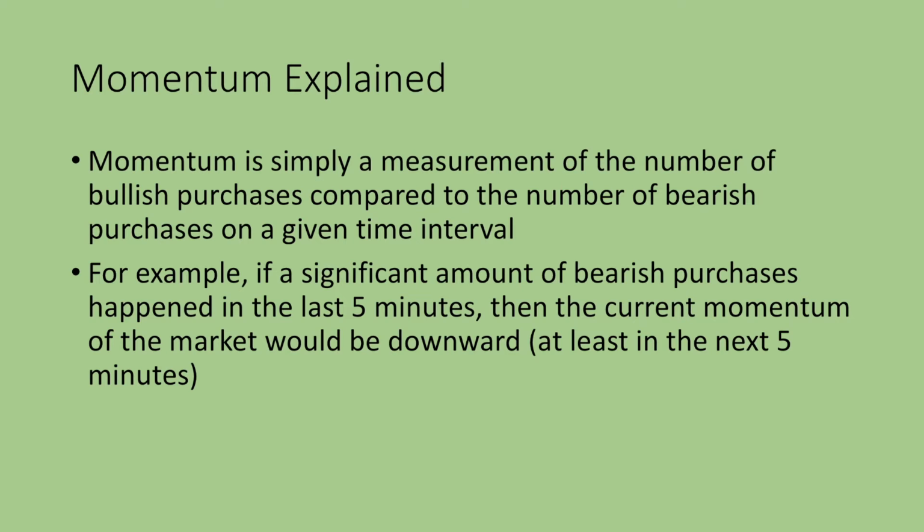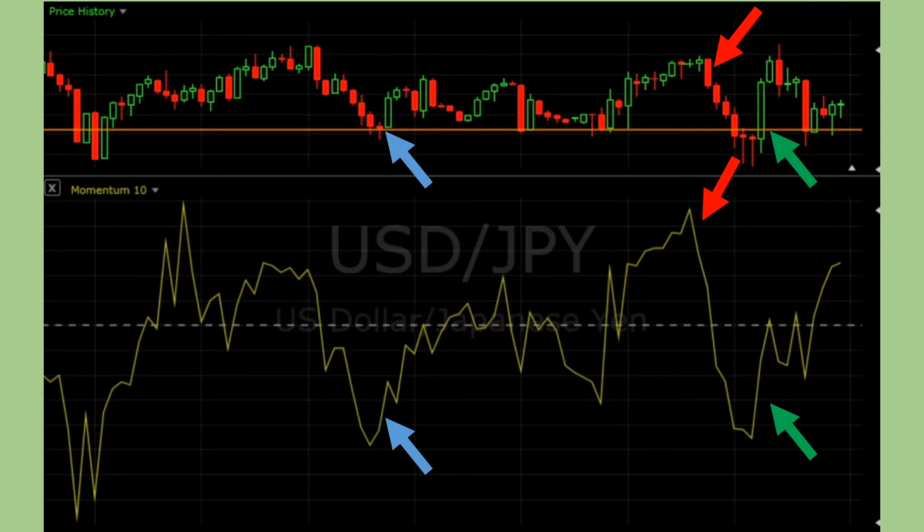So what that means is essentially, for example, if a lot of bears stepped into the market, if a big red engulfing candle formed in the last 5 minutes or so, then it'd be expected that the momentum of the market would be downwards because a bunch of bears stepped into the market, if that makes sense. Basically, momentum is a tool that a lot of traders use to predict the overall direction of the market based off of the current buying and selling tendencies of the traders.